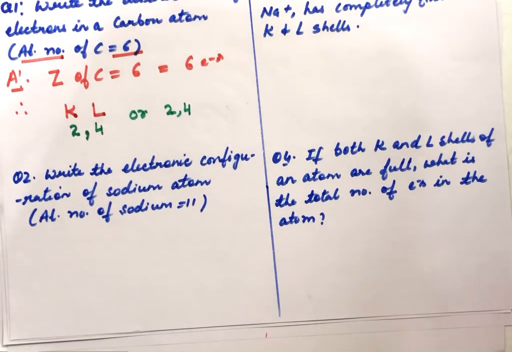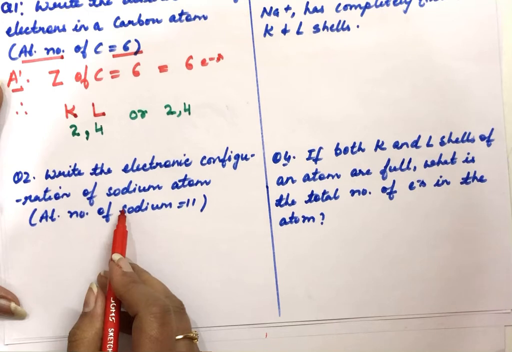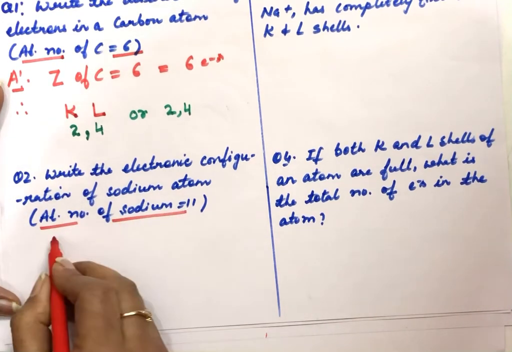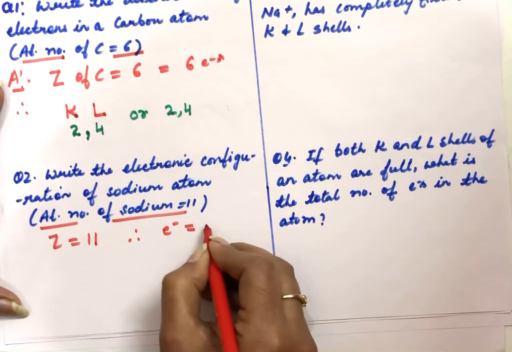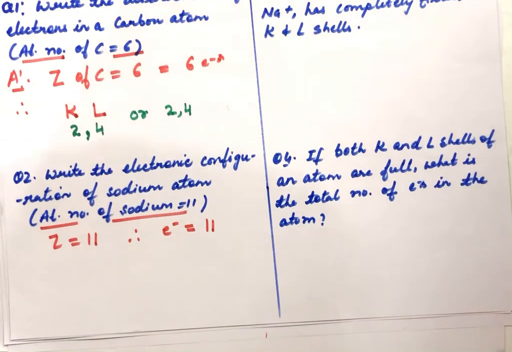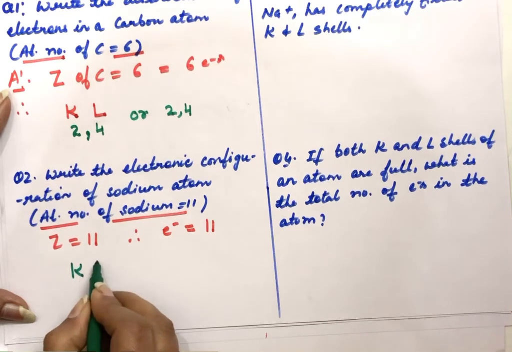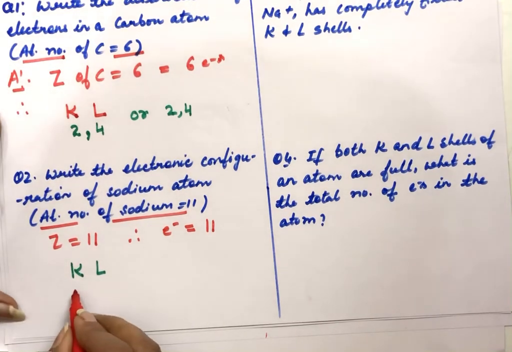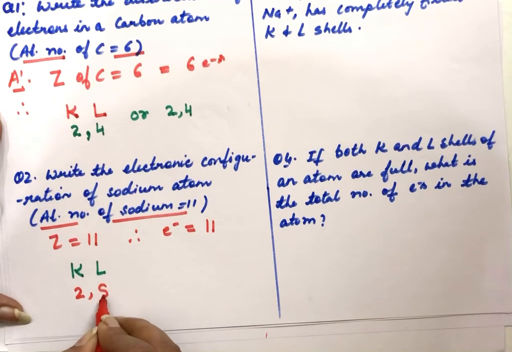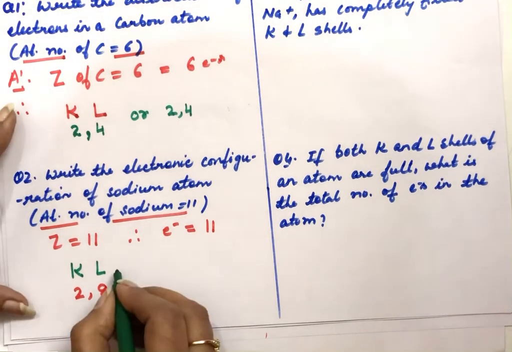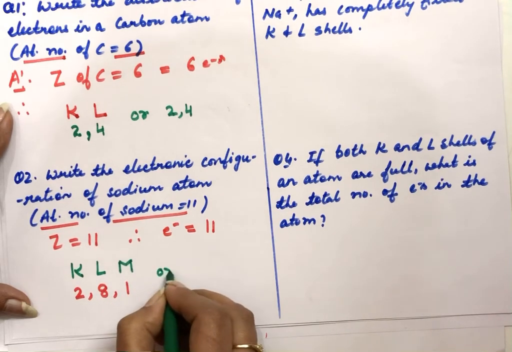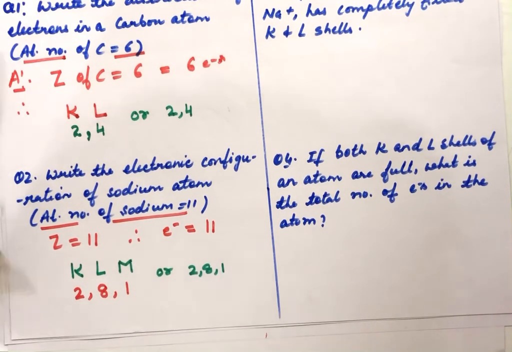Moving on to the next question. Write the electronic configuration of sodium atom. Now, in the case of sodium, the atomic number is given, that is 11. That means there are how many electrons? Therefore, electrons are also equal to 11, because this is a neutral atom. So, for writing the electronic configuration, first is the K shell's turn, then the L shell's turn. In K, we fill 2 electrons. In L, maximum 8. Now 11 electrons are here and 10 we have filled. That means the 11th electron will move on to the next high energy shell, that is the M shell. Or simply we can write 2, 8, 1 also.